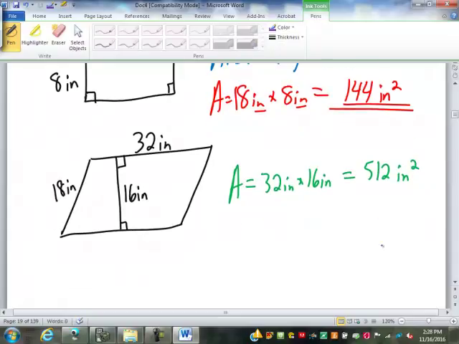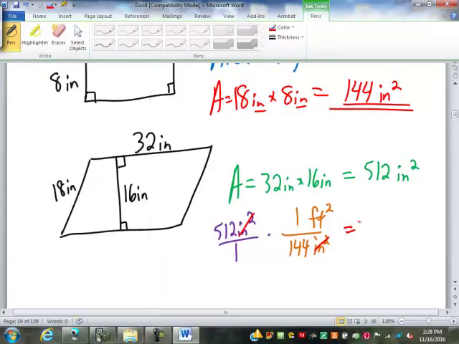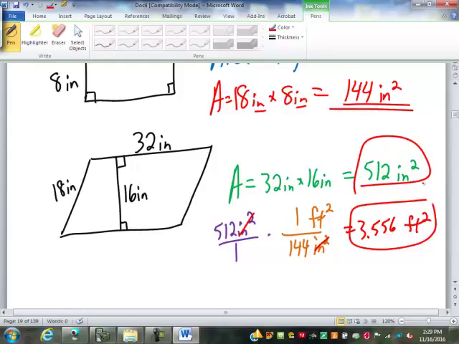To do a little review, if I wanted that in square feet, one square foot is how many square inches? 144, there we go. So since the 144 is on bottom, we are dividing by it. So 512 divided by 144 is 3.556 square feet. So 512 square inches or 3.556 square feet.